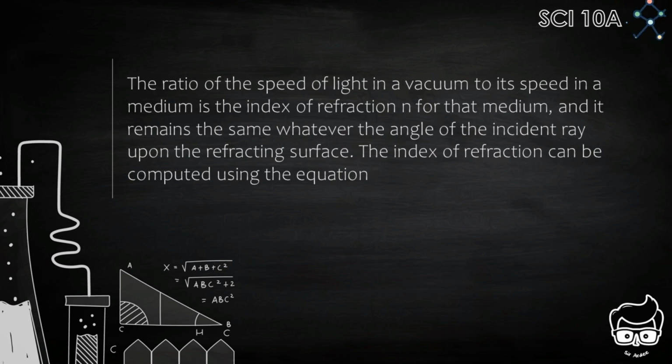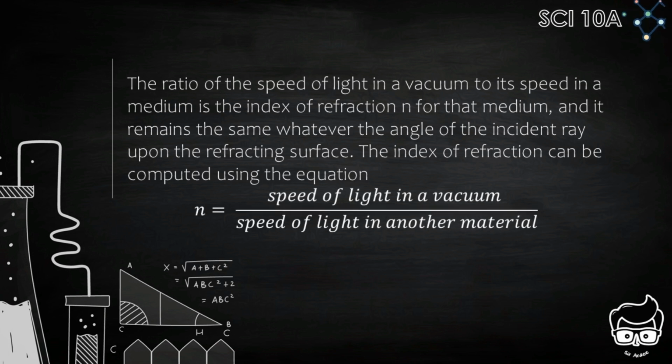The ratio of the speed of light in a vacuum to its speed in a medium is the index of refraction, or N, for that medium, and it remains the same whatever the angle of the incident ray upon the refracting surface. The index of refraction can be computed using the equation N is equal to speed of light in a vacuum all over speed of light in another material. In symbols, we have N is equal to C all over V.